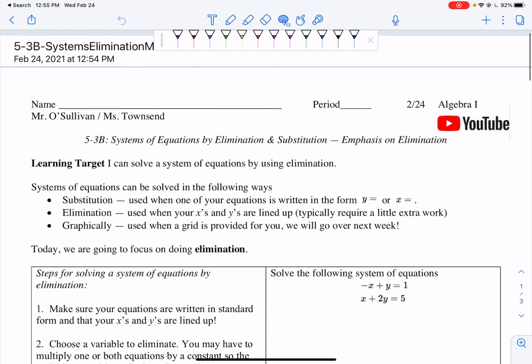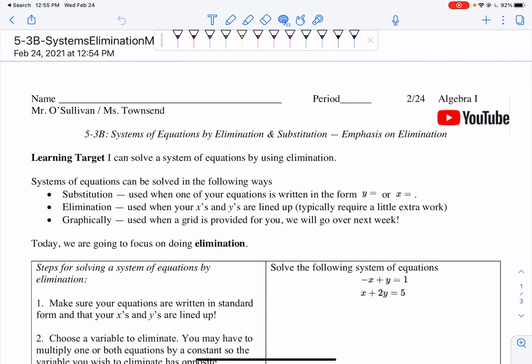All right? So today we're going to be looking at some systems of equations. The learning target is: I can solve a system of equations by using elimination. Systems of equations can actually be solved in the following ways: substitution, elimination, and graphically. We have learned about substitution and elimination. Substitution is used when one of your equations is written in the form y equals or x equals.